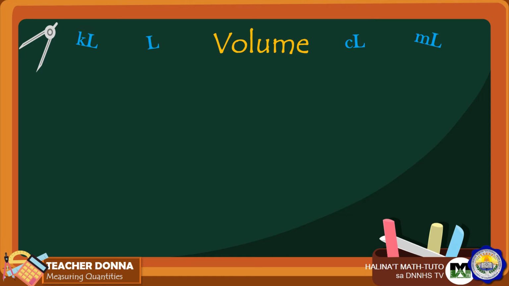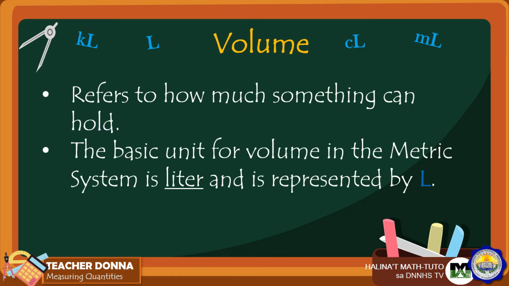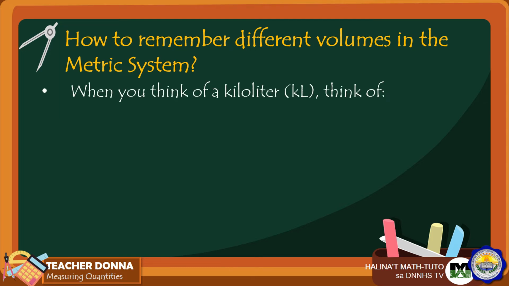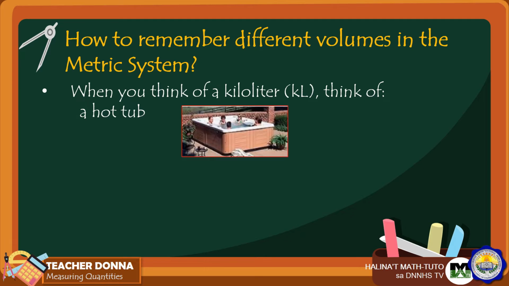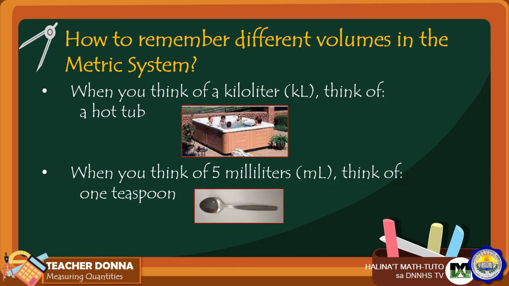Volume refers to how much something can hold. The basic unit for volume in the metric system is liter and is represented by L. How to remember different volumes in the metric system? When you think of a kiloliter, think of a hot tub. When you think of 5 milliliters, think of 1 teaspoon.